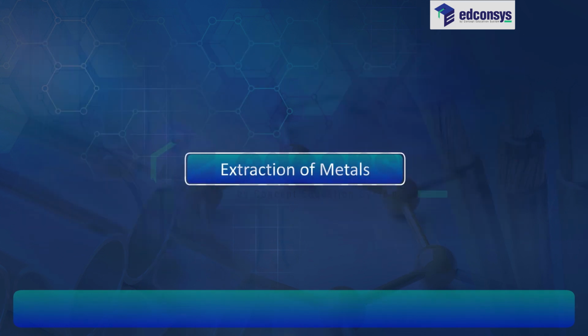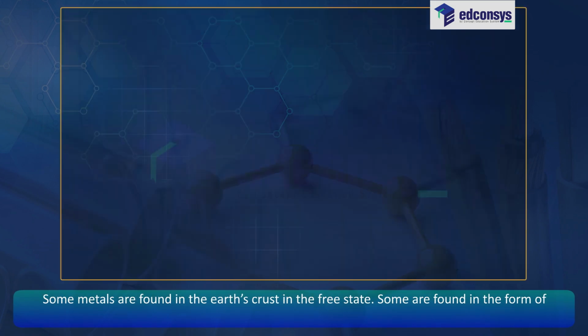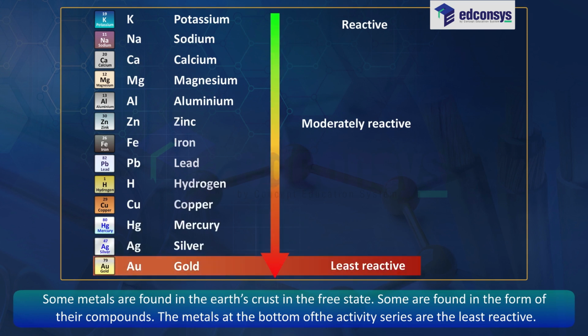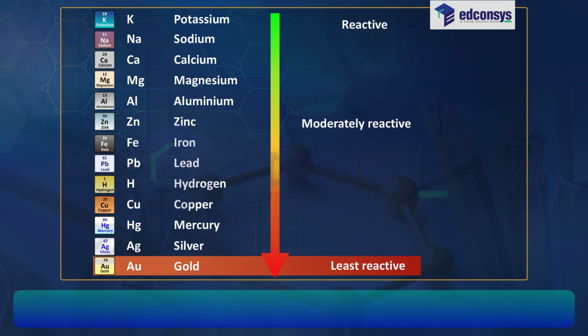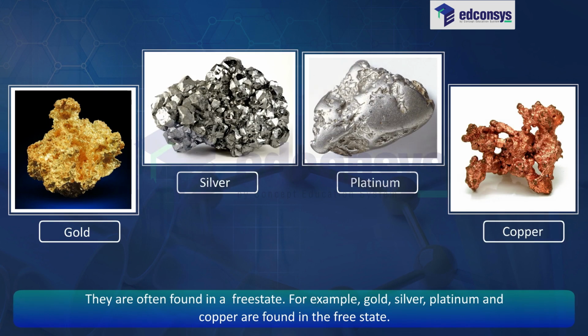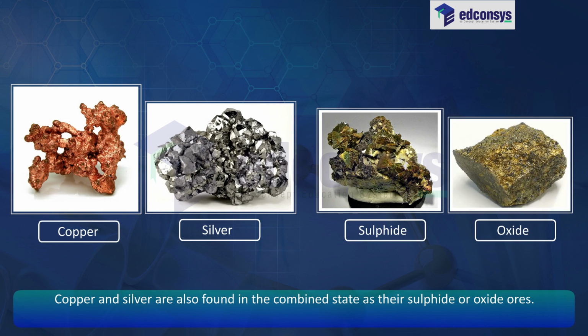Extraction of metals. Some metals are found in the Earth's crust in the free state. Some are found in the form of their compounds. The metals at the bottom of the activity series are the least reactive. They are often found in a free state. For example, gold, silver, platinum, and copper are found in the free state. Copper and silver are also found in the combined state as their sulfide or oxide ores.